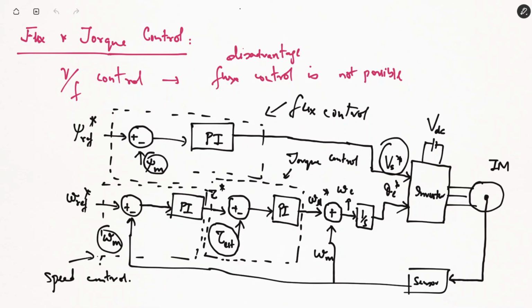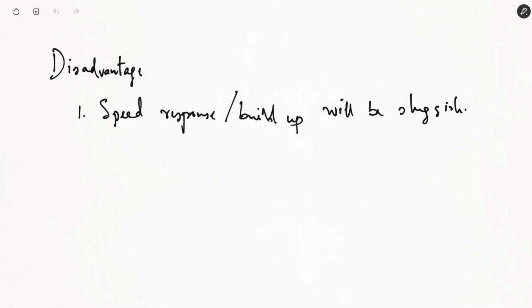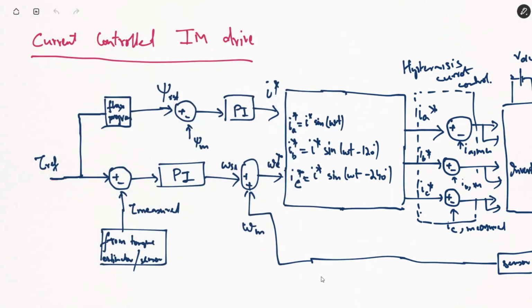The disadvantage with this system is obviously that since flux response is sluggish, that will actually make the speed response sluggish as well, since flux and torque are coupled in case of AC machines. And to somehow better the performance of the flux and torque control loop, we can go for current controlled IM drive. In case of current controlled strategy, what we are doing is controlling the stator current. Instead of controlling the voltage, we are now controlling the current of the induction motor.